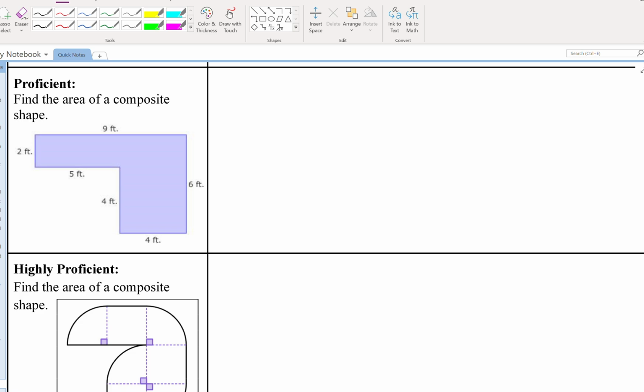Hello, welcome. This is a video on finding area. This was about finding the area of a composite shape. In this particular problem, we could chop this up and find the areas in a couple different ways.